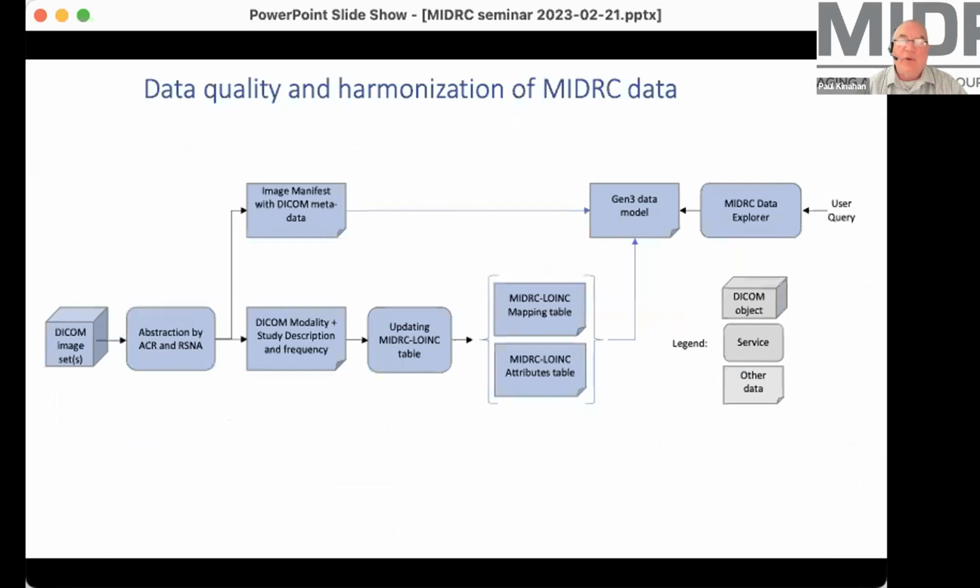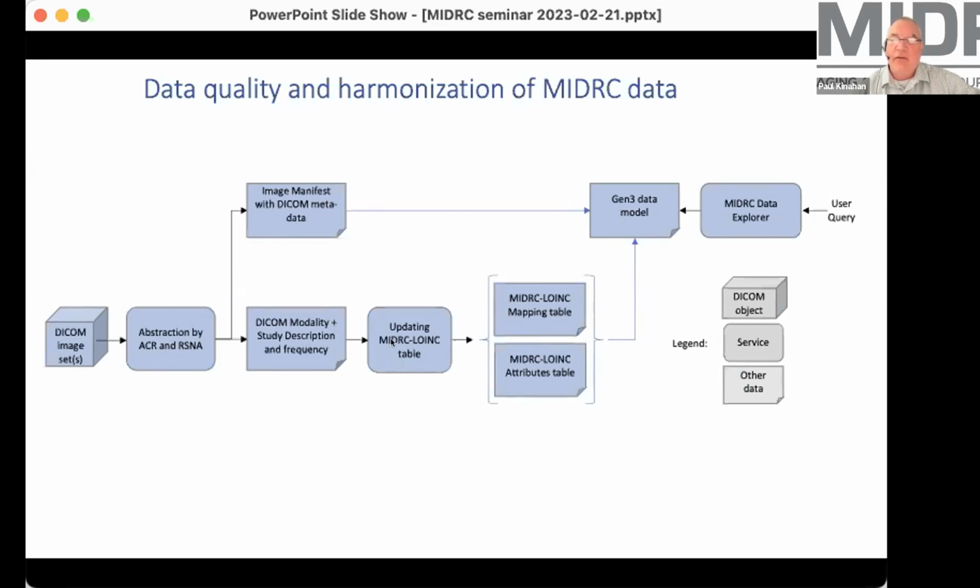So we start with the DICOM images coming in. The ACR RSNA teams abstract them, and they provide the manifest that describes the data to the Gen 3 group, which then makes it available in the Data Explorer for people to select images. In parallel, the abstractions are also providing us the information that we need, the study description and frequency as well.